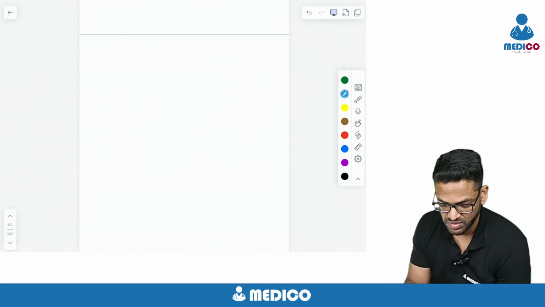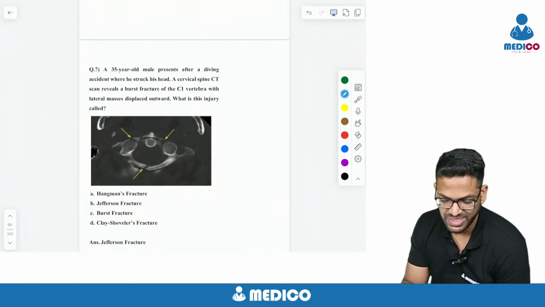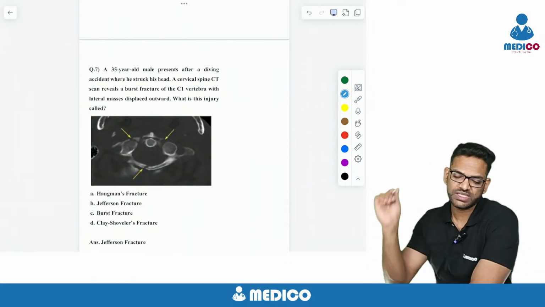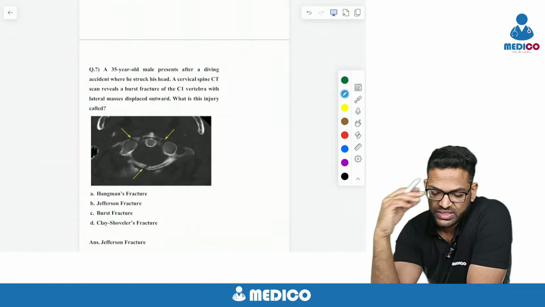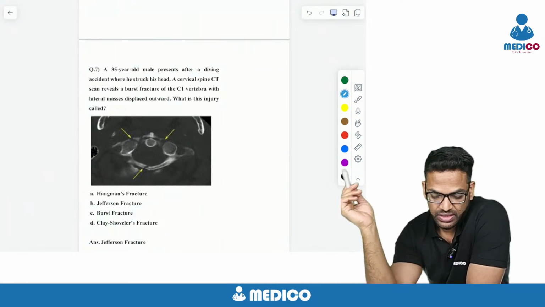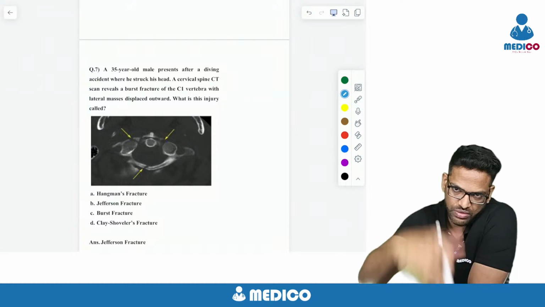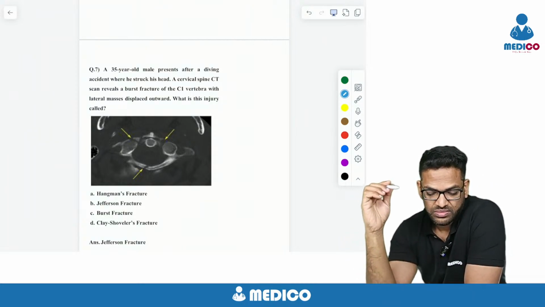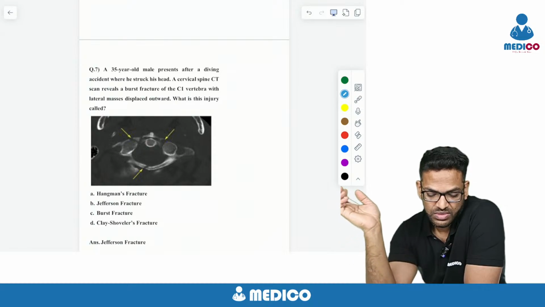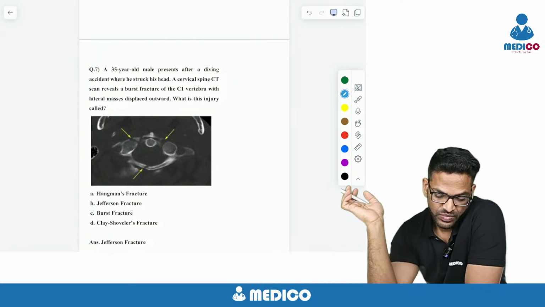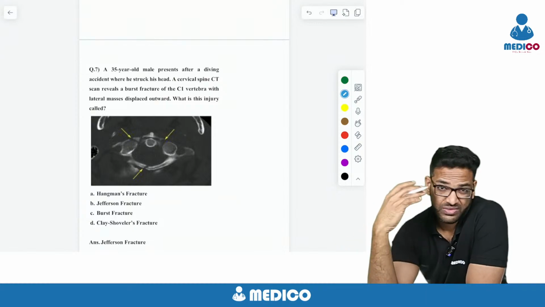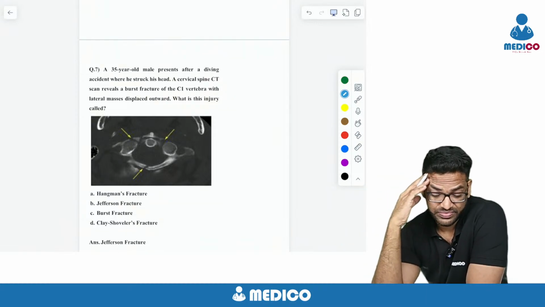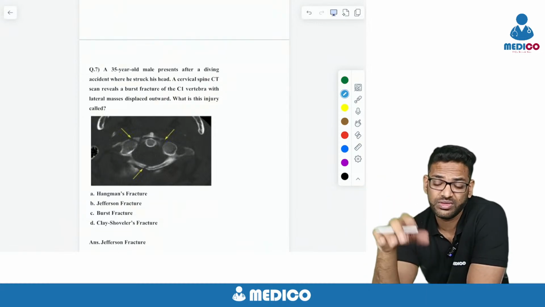Okay, now we'll go to the next question. Question number 7. A 35-year-old male presents after a diving accident where he struck his head head on. A cervical spine CT scan reveals a burst fracture of the C1 vertebra with lateral masses displaced outward. What is this injury called? It's a trivia question, you just have to know what it's called, but we'll try to remember based on the mechanism.